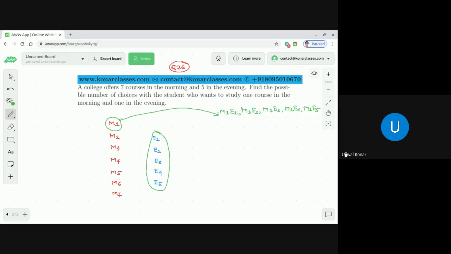Now, if you are telling me, no sir, give me some kind of a formula to do this, then also you can do it. How? Tell me how many ways I can choose a course from the morning out of 7 courses. How many ways? It is 7C1. Now, out of all these 7C1, I can choose a course from the evening in 5C1 ways. Then that is the answer. That should also give you 35. If you are telling me, sir, you apply the formula.